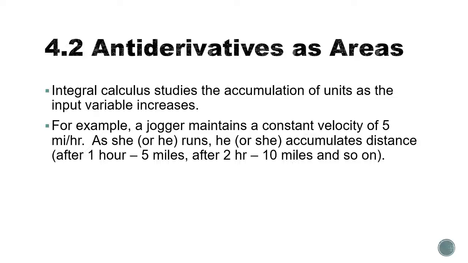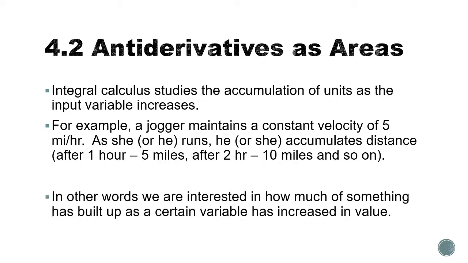For example, let's say a jogger maintains a constant velocity of 5 miles per hour. As he or she runs, he or she accumulates distance. After 1 hour, 5 miles. After 2 hours, 10 miles. 3 hours, 15, and so on. So they're building up the distance the longer they run.